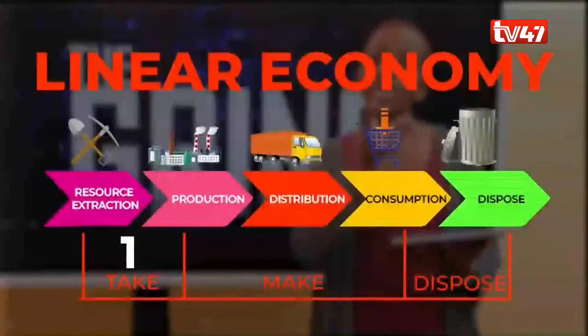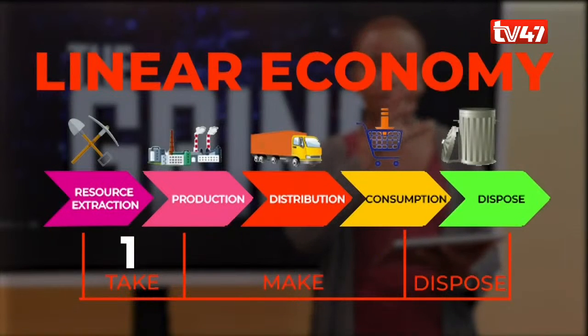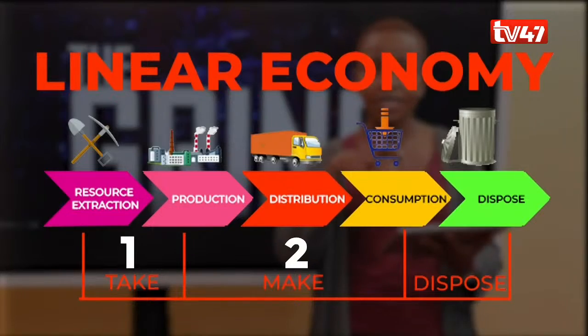So you have the take, which is the planting, the harvesting, the milling, and then the making of the bread. The make approach is the buying and having it. And now the dispose approach is getting rid of the plastic. But this economy has its limitations.